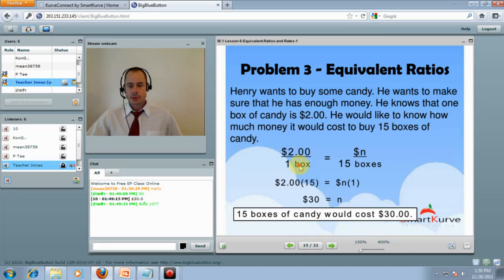So the first ratio is $2 divided by one box, because that's what it costs. And then you have the variable n dollars divided by 15 boxes. Not super difficult, I think. We go on.